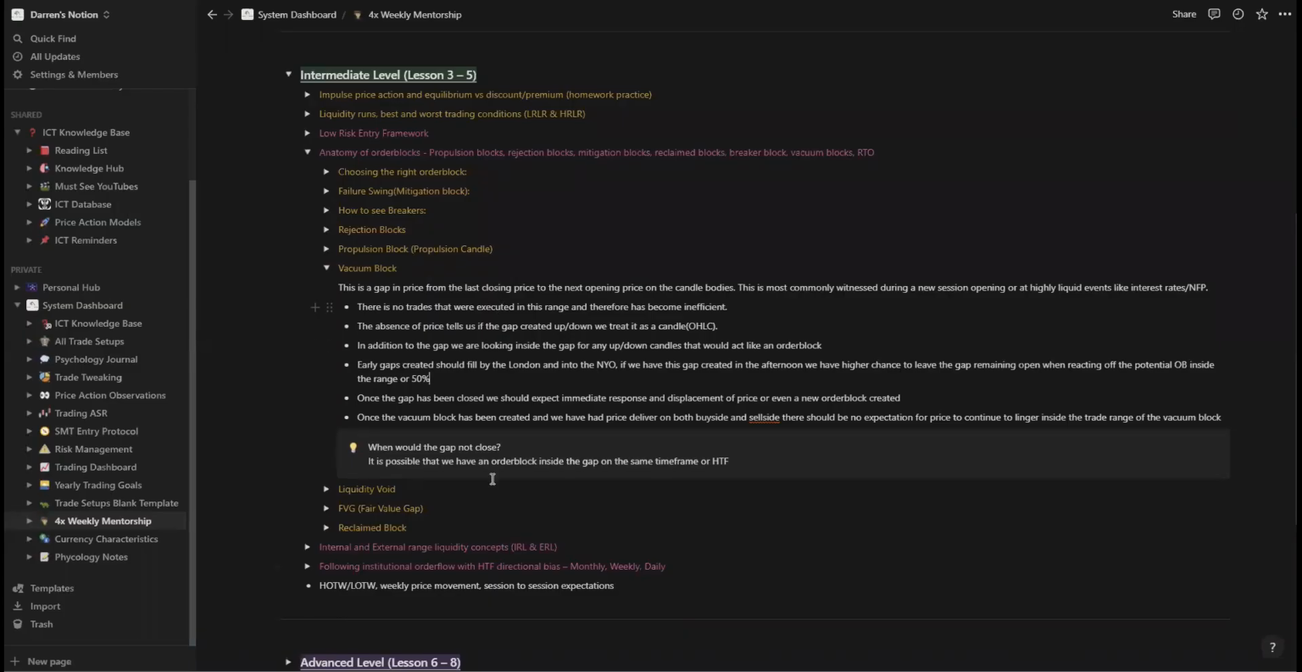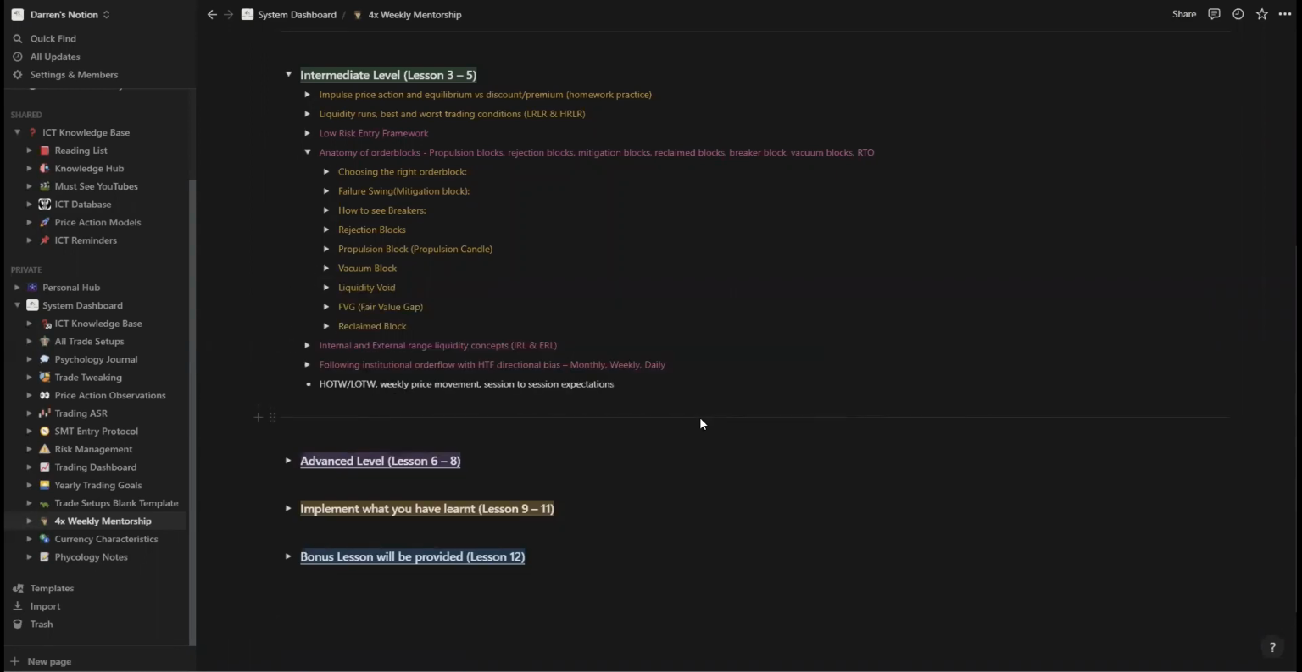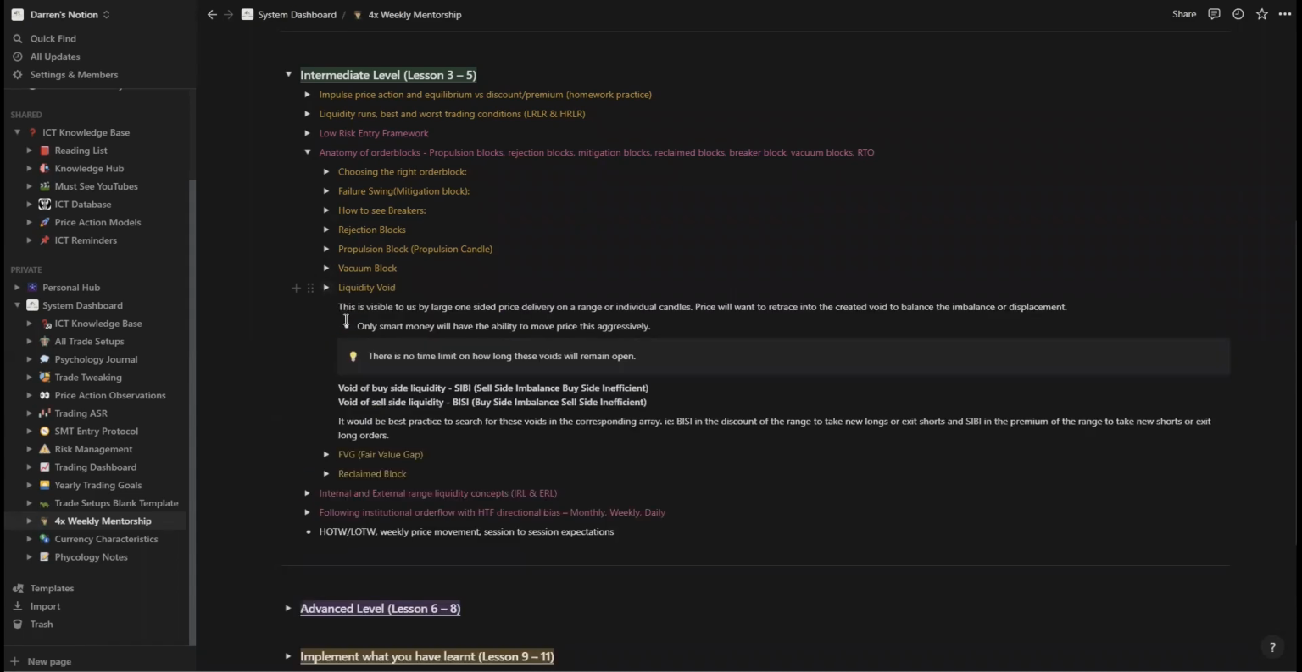And that is your vacuum block. Hopefully that answers your question, Sivakran, but I don't want to spend too much time on that because it's not really as important as many other things. Essentially, we know what a liquidity void is.